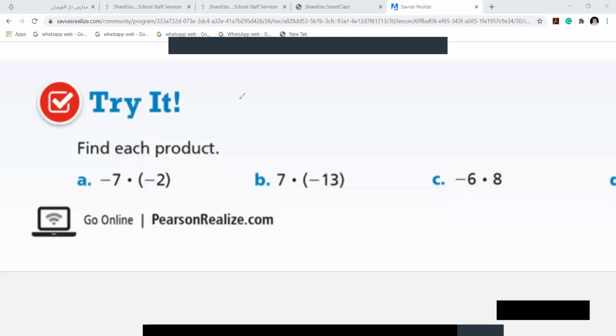Okay, now see. First thing, just multiply. You know this is multiplication. There is no plus sign, there is no minus sign. That means it is 7 times 2. What is the answer? 7 times 2 is 14.